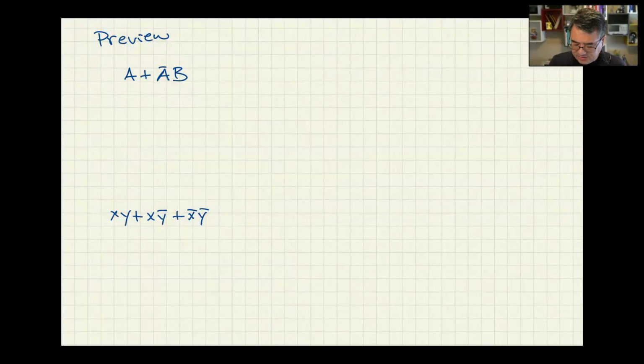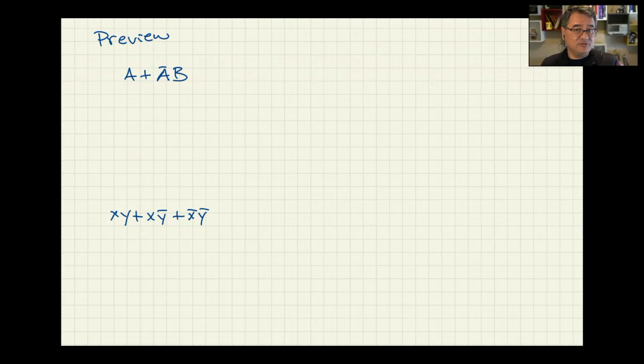Let's say you've got this expression, a plus not a times b, and you want to simplify that. Now this happens to be the absorption property, so we know that this simplifies down to just a plus b. But what if you didn't know that? So you can go through the whole distributive, negation, identity stuff, or you could do this visually.